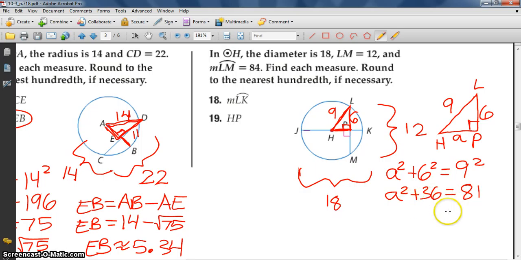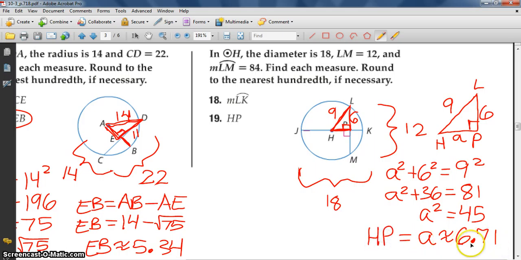Subtract 36 from both sides. A squared is equal to 45. Take the square root of both sides. A is approximately 6.71, and A was representing the length of HP, which is what we wanted to find. So HP is approximately 6.71.